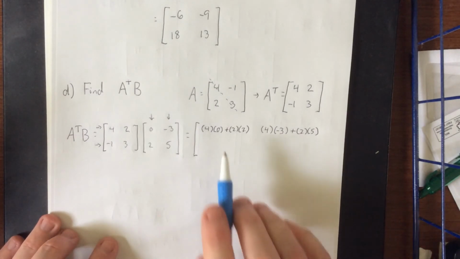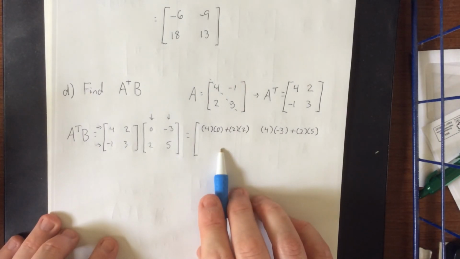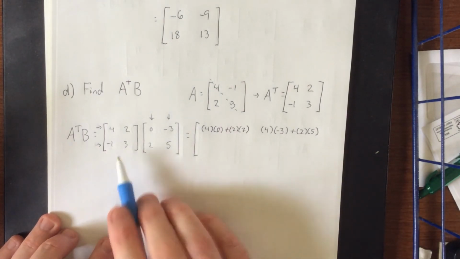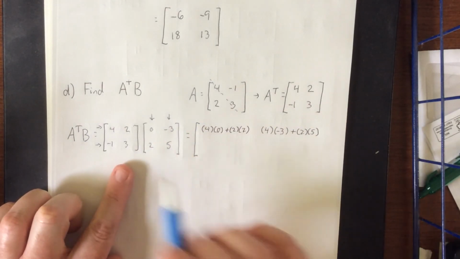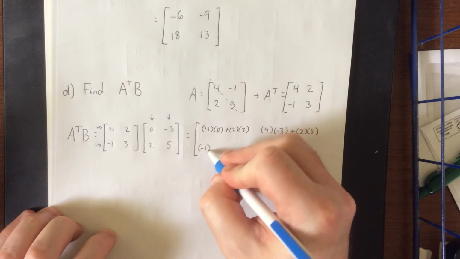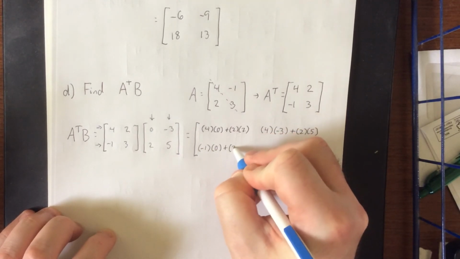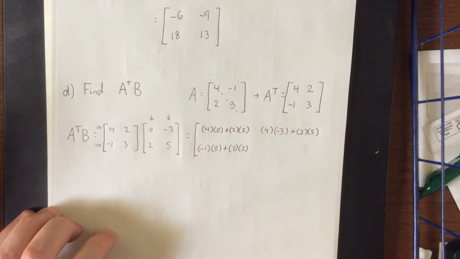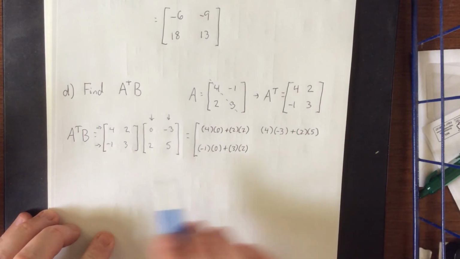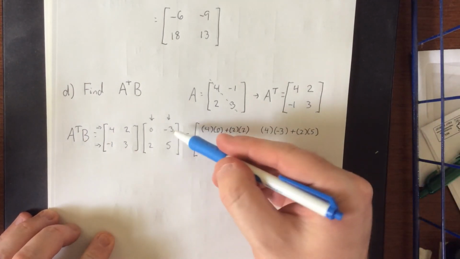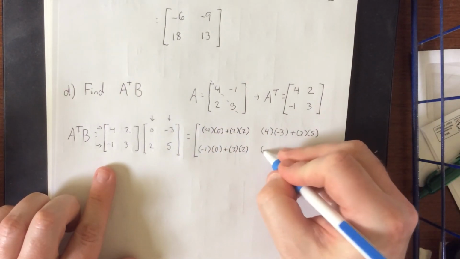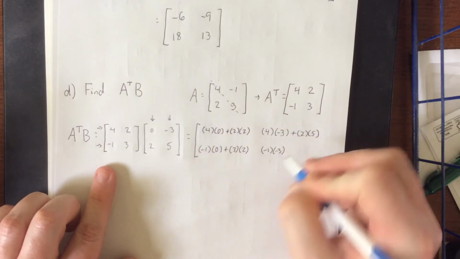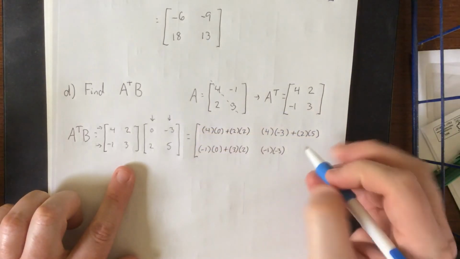Nice. For the 2, 1 entry, that'll be the second row of A transpose on the first column of B. Negative 1 times 0, 3 times 2. And finally, for the 2, 2 entry, that'll be the second row of A transpose and the second column of B. Negative 1 times negative 3, and 3 times 5.